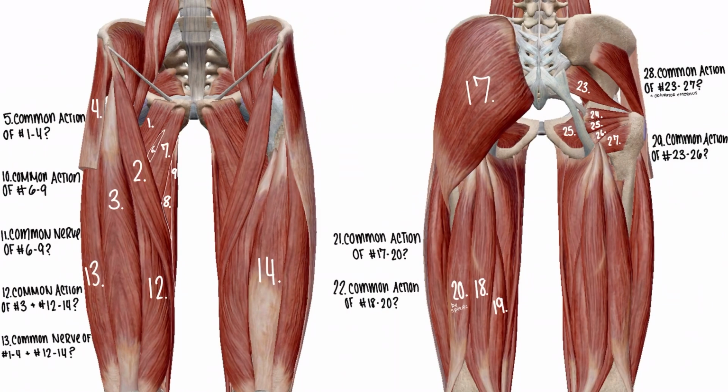All right, so everything is already numbered. All the numbers that are directly on the muscle, mostly in white, are just for IDs, so identify the muscle for number 1, number 2, etc. And then on the side, in black, those are going to be asking common actions or common nerves of a certain group of muscles. So make sure you pay attention to the numbers on those. You can go ahead and pause the video, go through these questions on your own, and then we will come back and go over them. All right, so go ahead and pause now.